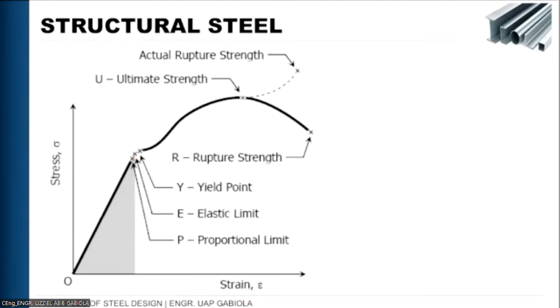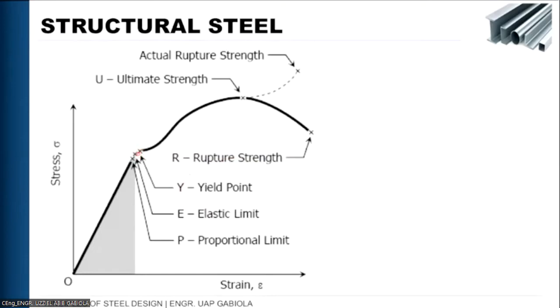original length. Okay, then after that, we will reach the next point, or what we call the yield point, wherein that is a point where there is a constant value of stress, then continuous increase in elongation. So nag-elongate siya, or yung strain natin is there. Then after yung yield point, the material will have strain hardening.